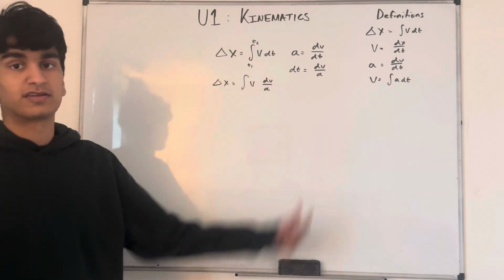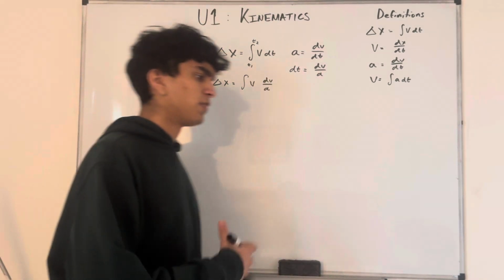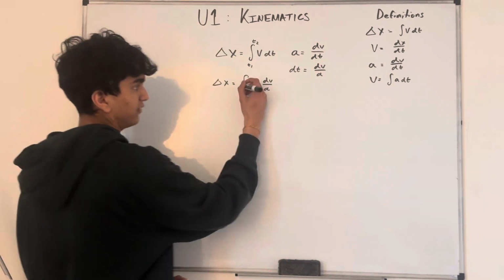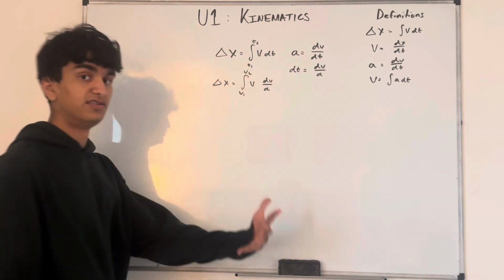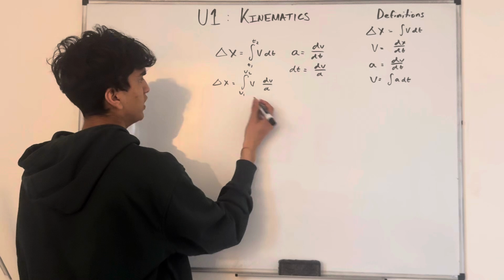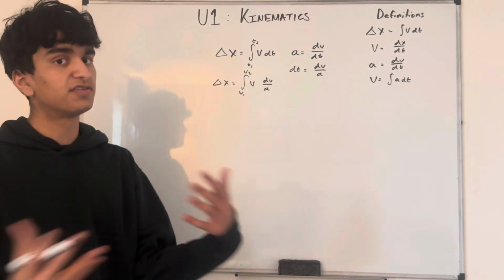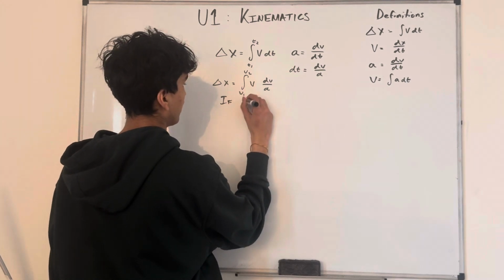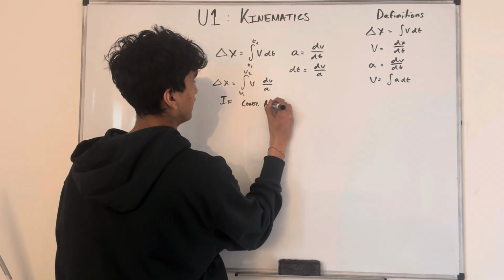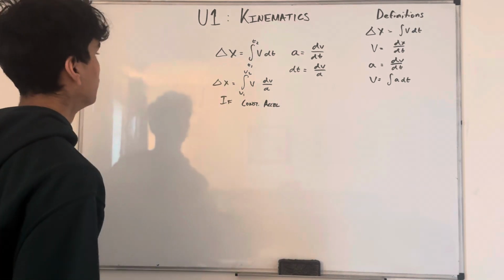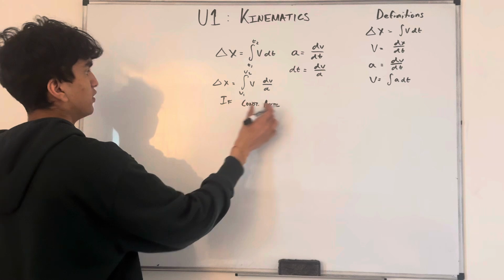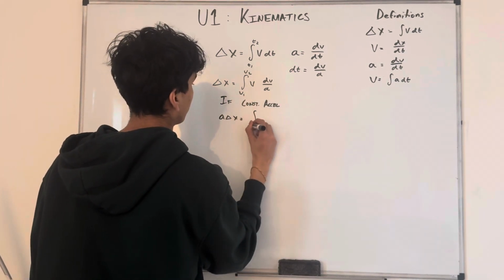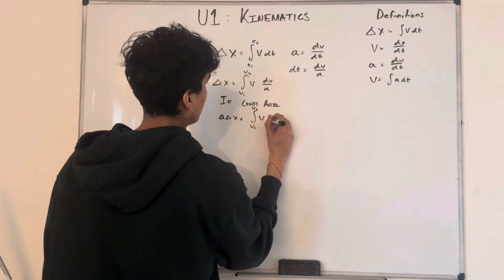And because I'm integrating with respect to v, my bounds change. If you think about calculus class, you plug your t's into the function for v. So that would give you v1 to v2, so that our bounds are consistent with what we're integrating. And this a is a constant. So with constant acceleration, I can pull the a out and multiply to the other side. So I get a times change in x equals the integral from v1 to v2 of v dv.